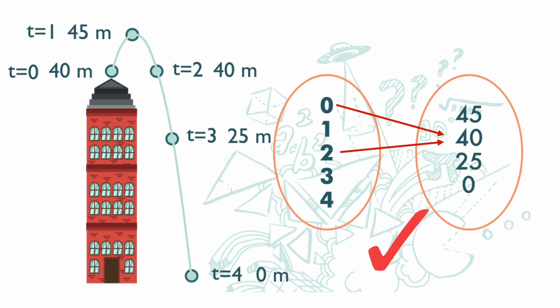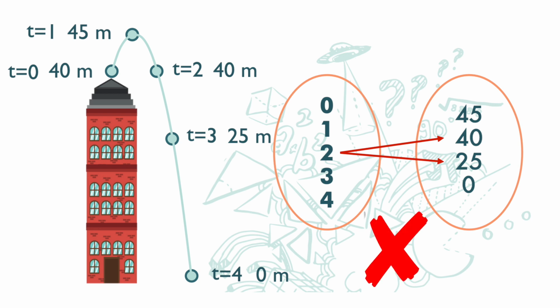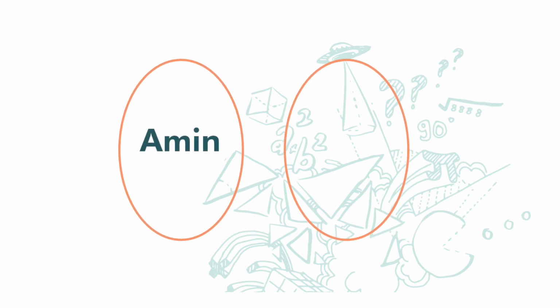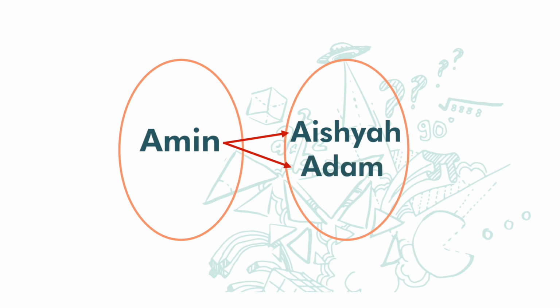Third, back to the earlier case. We said that in function, one element in the set of input can have only one element in the set of output. We cannot have one element that is mapped to two elements in the output set. If this happens, then this is still a relationship, but this relationship is not called function. For example, Amin can be related to Aisha as a husband and related to Adam as a father. This kind of relationship is not a function.